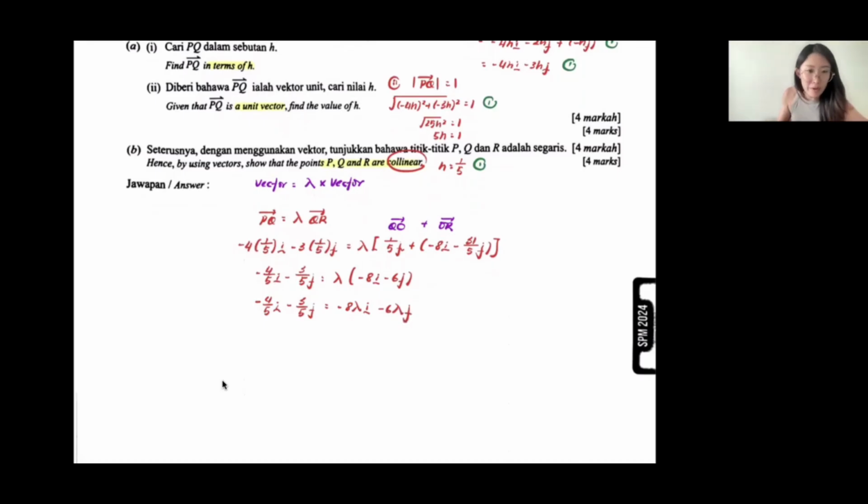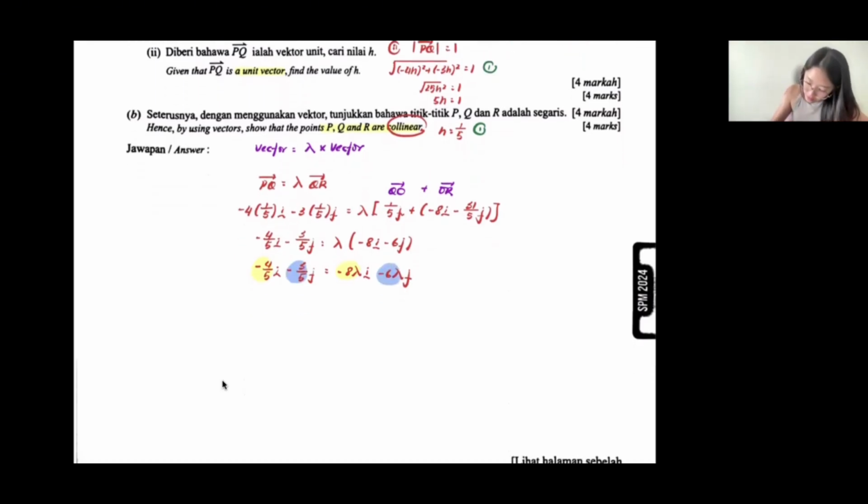Then we are going to use comparison. Terms in front of i will be the same, terms in front of j will always be the same. So let us check whether the lambda we get is the same or not. If it is the same, then it's parallel. So lambda over here: negative 4/5 divided by negative 8 is 1 over 10. On the other side, negative 3/5 divided by negative 6, also 1 over 10. This tells you they are parallel.